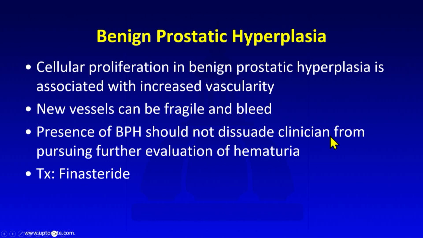BPH, we don't often think about it in the assessment of hematuria, but it can also cause bleeding because those cellular proliferation in BPH is associated with increased vascularity, and these new vessels are fragile and can bleed. However, because BPH is so common, just because a patient has BPH, that should not dissuade the clinician from further working up the hematuria. The treatment for BPH is with finasteride to shrink down the BPH nodules.